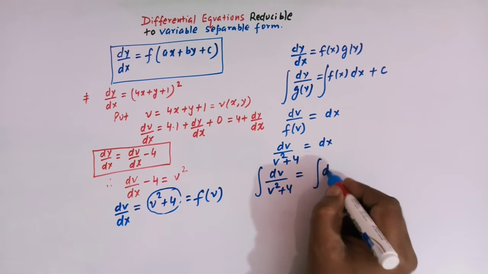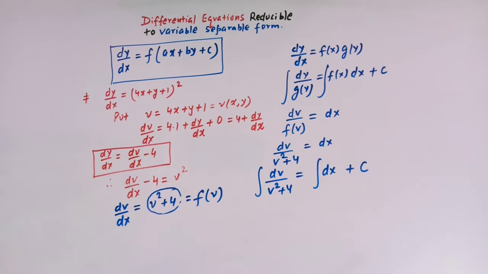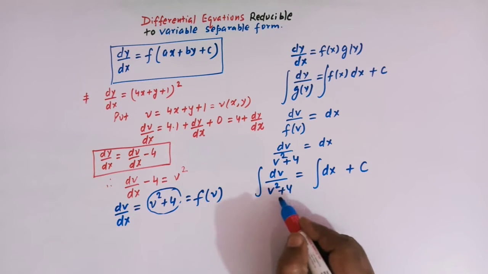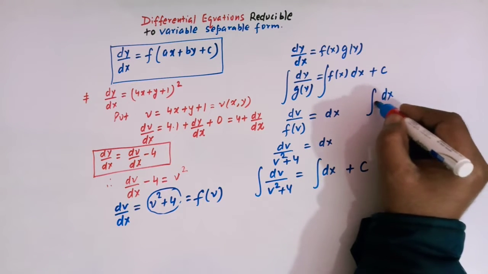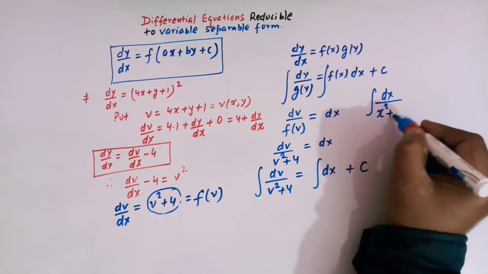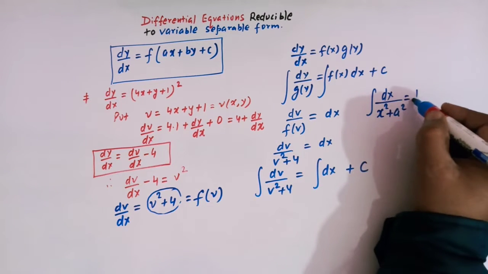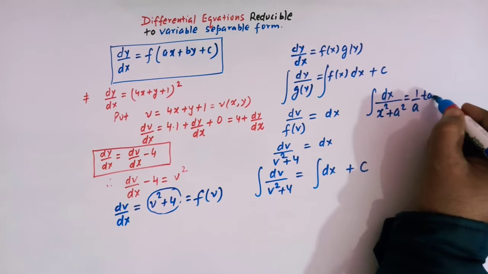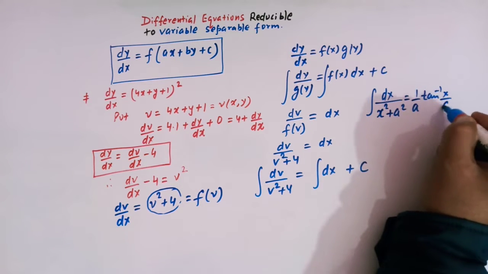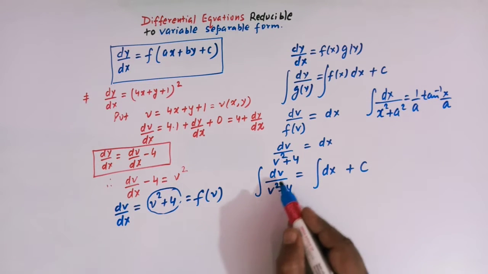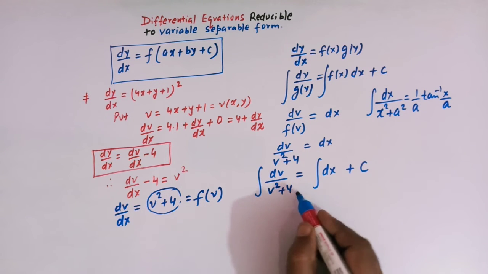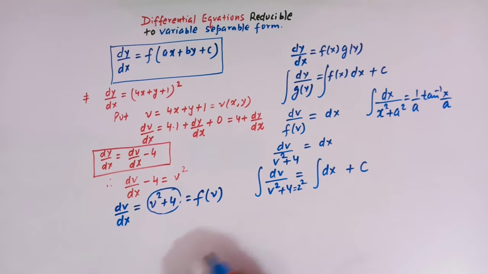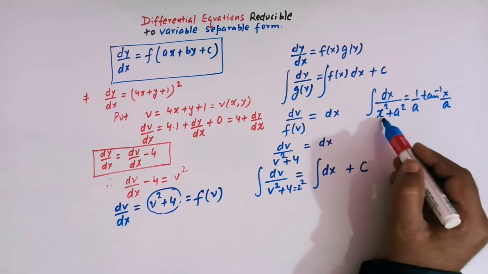Here we have the integral of dx, and c is the constant of integration, right? And here we have a very standard integral, because we know that the integral of dx over x square plus a square is 1 over a times tan inverse of x over a, right? And see, here the variable is v, and for 4 we can write it as 2 square. So this integral is similar to this one.